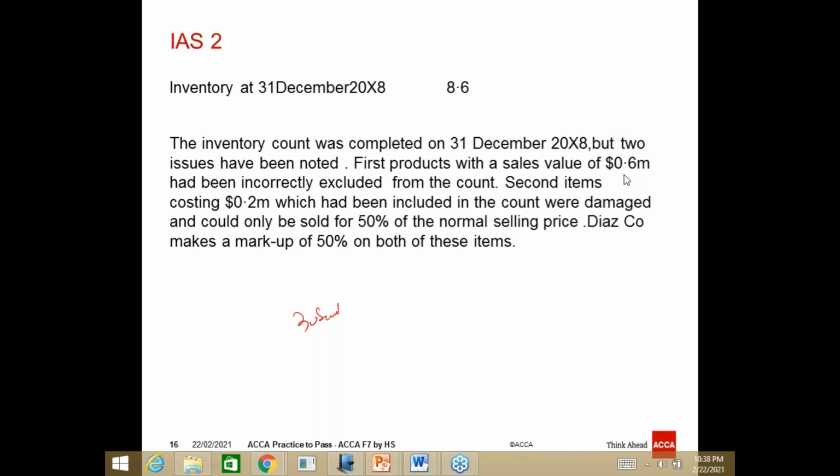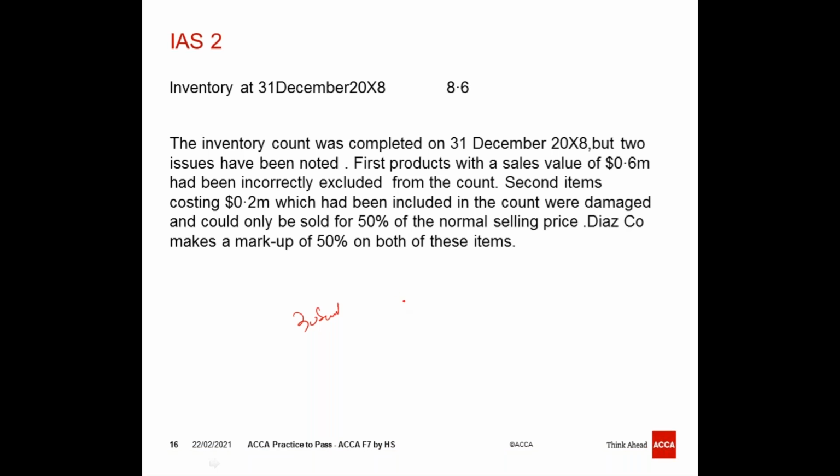So what is the right answer for this? We have been given inventory with a value of 8.6 million. The inventory count was completed on 31st December 2008, but two issues have been noted. First, a product with a sale value of 0.6 million had been incorrectly excluded from the inventory count.